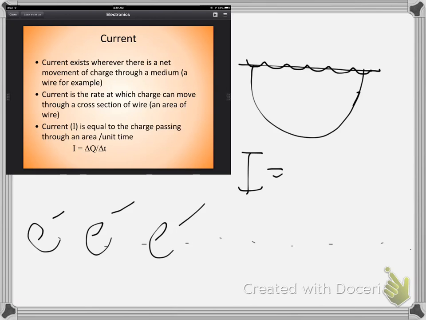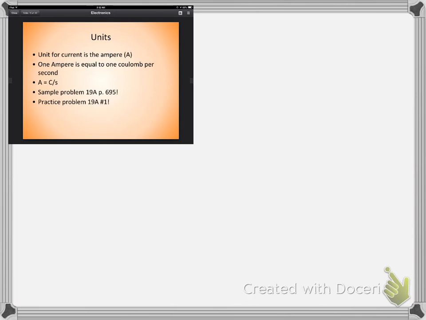And current is given as I, and that's delta Q over delta T. So that's the change in charge, how much charge travels past the point per second, really. Again, recall from the unit on circuits, the unit for current is the amp, and 1 amp equals 1 coulomb moving past a point in 1 second.